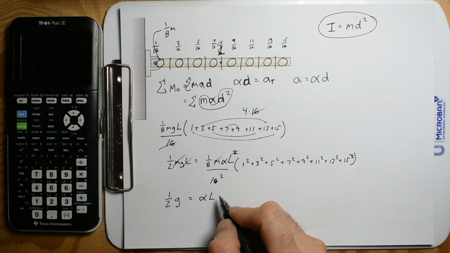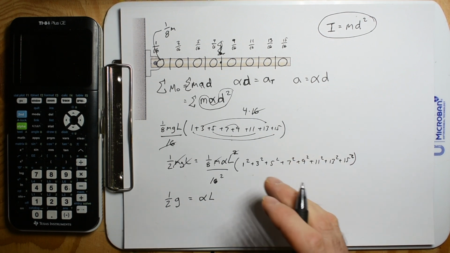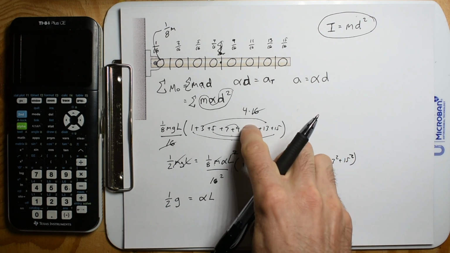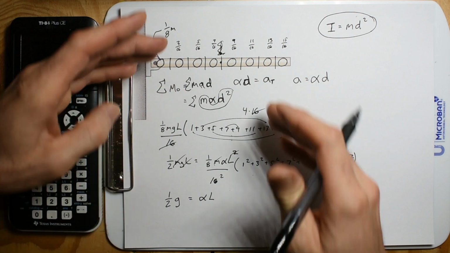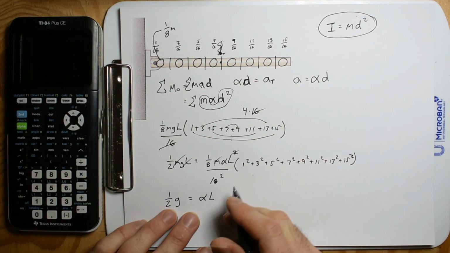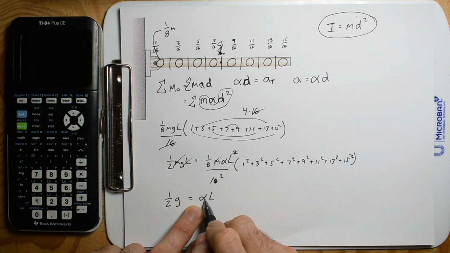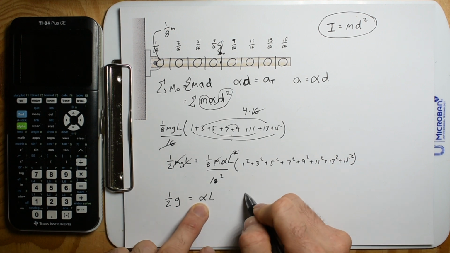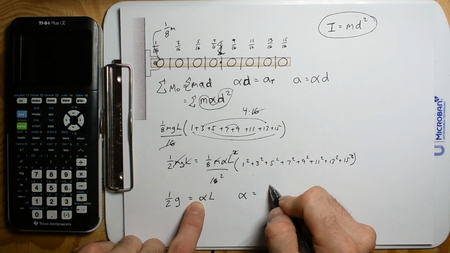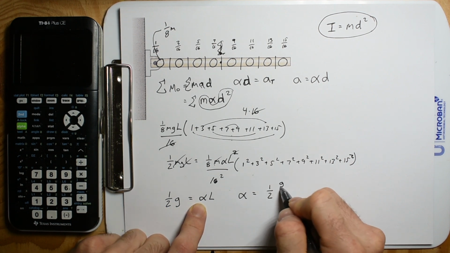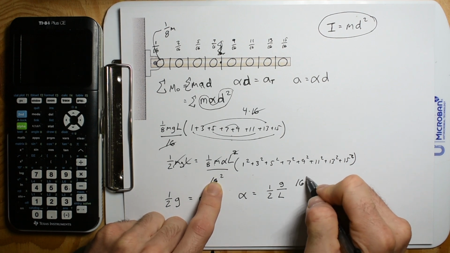Cool. So I can even get a general equation for the next iteration. Why go through this whole process if I can actually see what I'm doing for that next iteration? So we're just going to solve for alpha right now. I'm going to say alpha is 1/2 G divided by L times 16 squared.